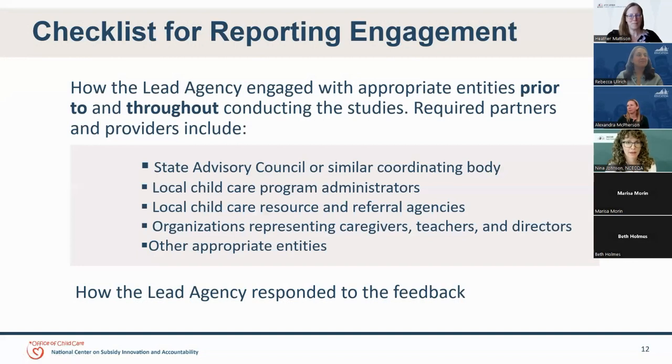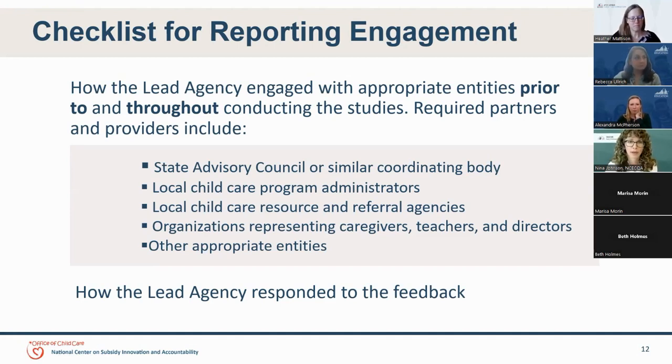Thank you, Heather. And yeah, it's so impressive that you reviewed all of the reports. I still can't get over that, but I love it. So we're just going to go over a few reminders for reporting on engagements. The lead agency must engage appropriate entities prior to conducting the studies, regardless of whether it's a market rate survey or an alternative methodology. And it's good to continue engagement throughout the process. So as Heather said, you all are doing a lot of this great work. Just be sure you're documenting it.